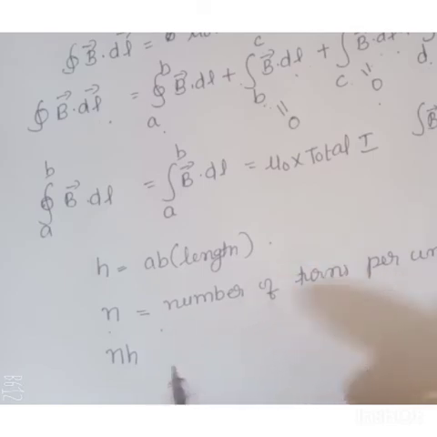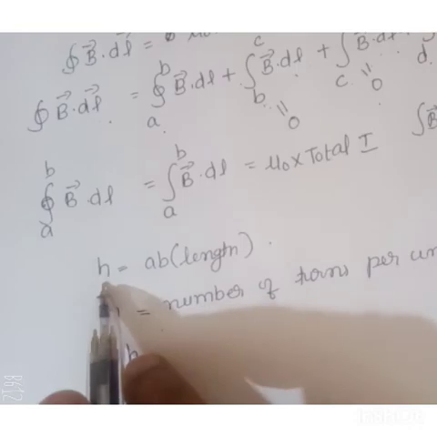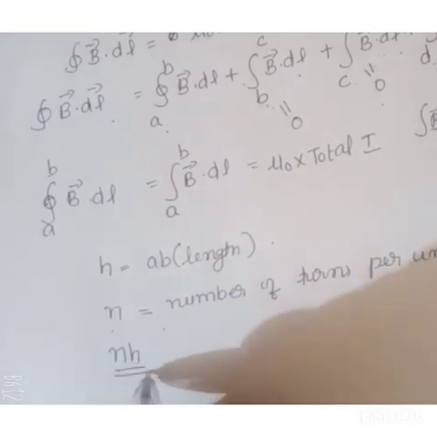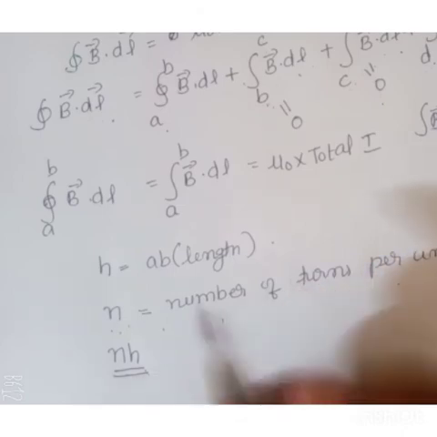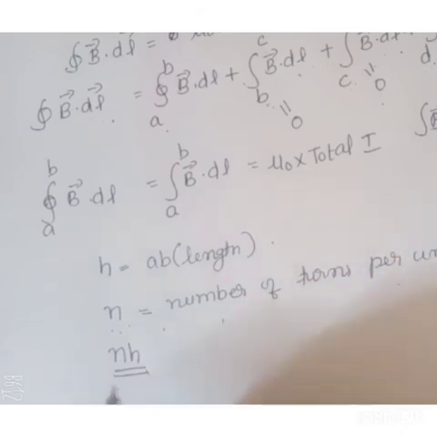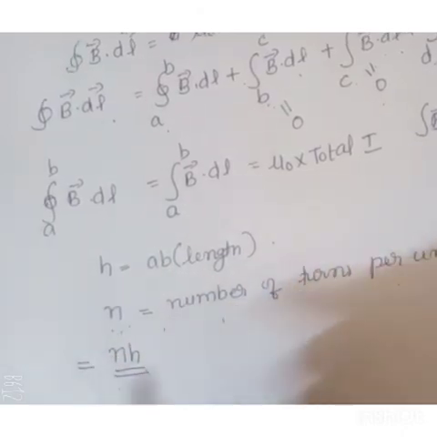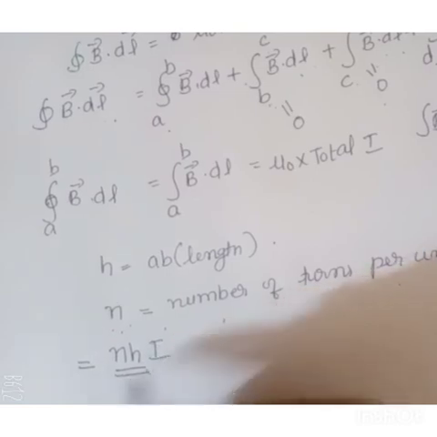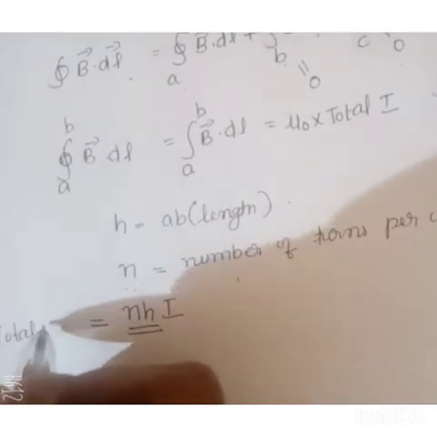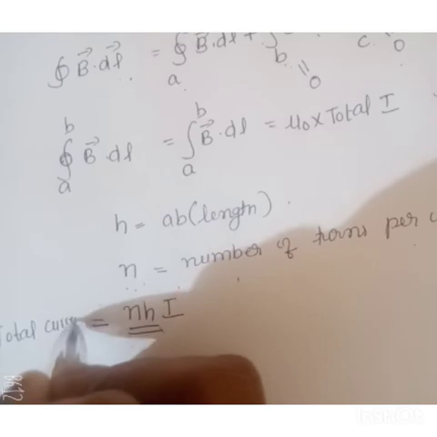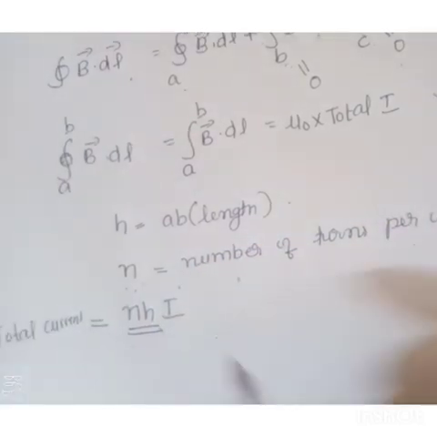Then the number of turns in length h of the solenoid becomes nh. The total length of that rectangular loop, that means AB, has nh turns. Then what is the total current? You have to multiply it with I. This one is the total current, nhI. So the total current is equal to nh into I.